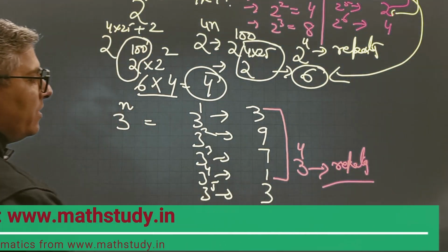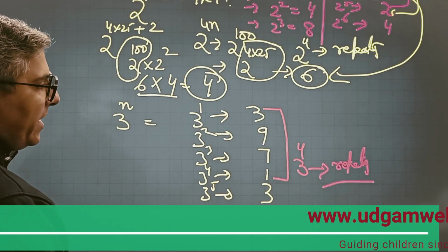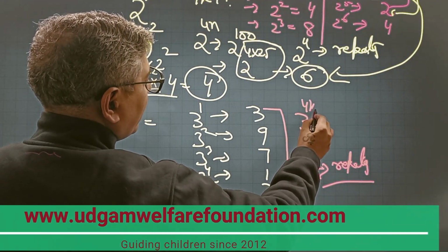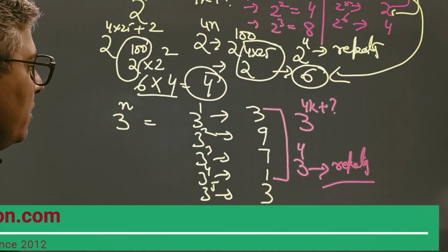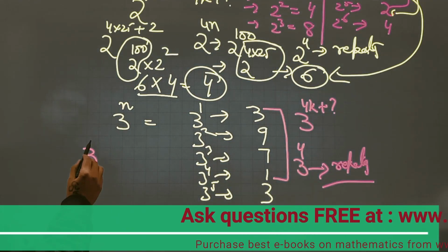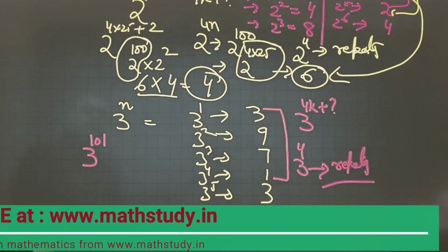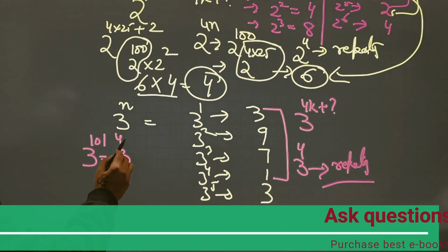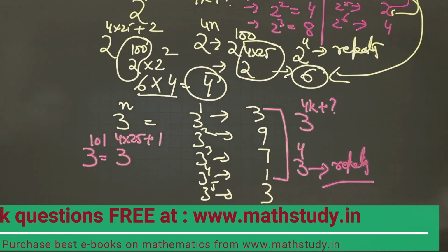The pattern is repeating here. So what can we do now? Here we have to find again 3 raised to the power 4k plus something. So let's understand this with the help of an example. Let us say we have to find 3 raised to the power 101. So here we can see that 3 raised to the power 101 is basically nothing but 3 raised to the power 4 into 25 plus 1, that is 100 plus 1.